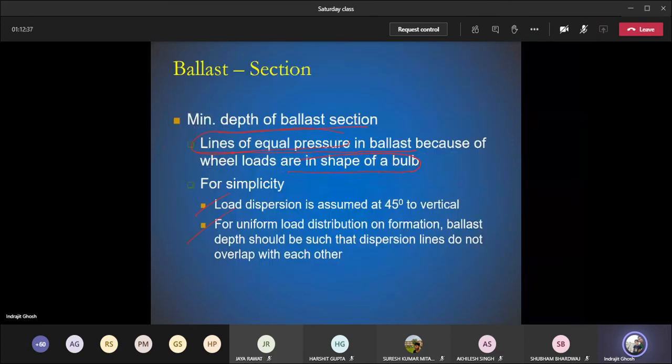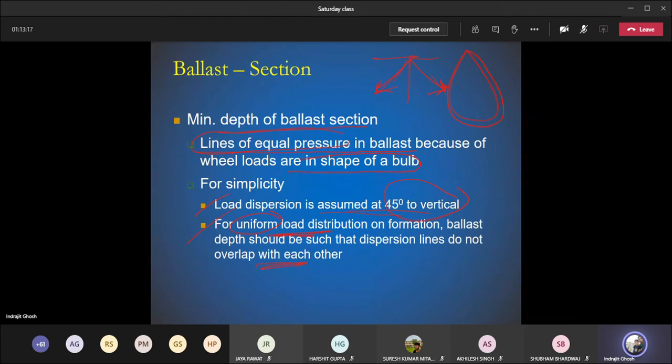Now there are some simplified assumptions. In order to come up with the depth of the ballast, we say that load dispersion is assumed to be at 45 degrees to the vertical. Though it is in the shape of a bulb, we say that the load is being distributed with 45 degrees to the vertical. And for uniform load distribution, the load is uniformly distributed on the formation. So the ballast layer should be such that the dispersion lines, the lines through which load is getting distributed, do not overlap with each other.